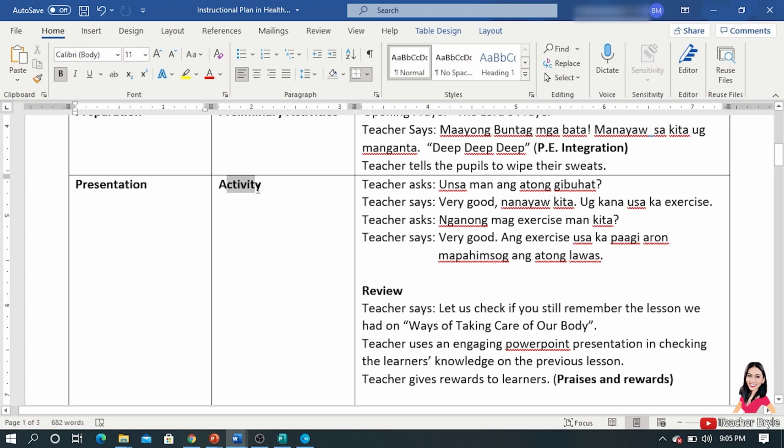Presentation, activity. Teacher asks, "Unsa man ang atong gibuhat?" Teacher says, "Very good, nanayaw kita. O kana, usa ka exercise." Teacher asks, "Nganong mag-exercise man kita?" Teacher says, "Very good, ang exercise usa ka paagi aron mapahimsog ang atong lawas."